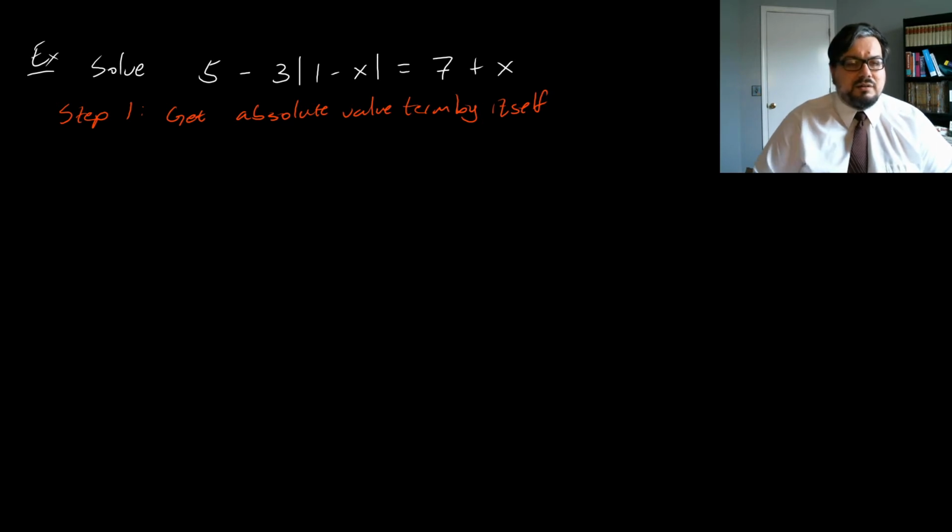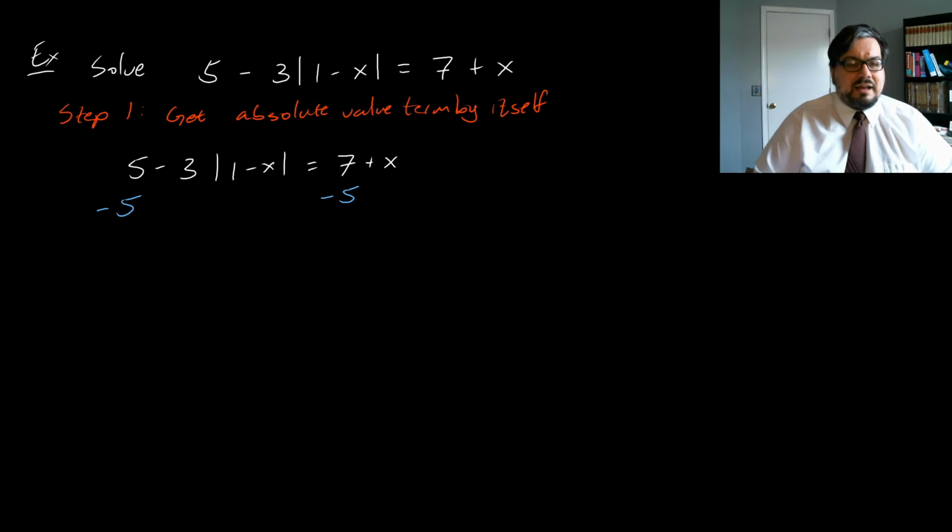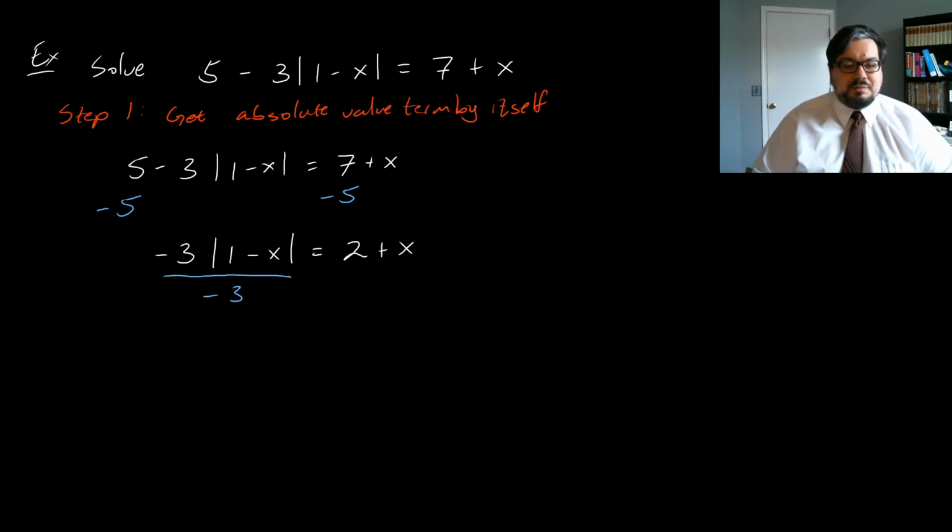Using our normal algebra strategies of adding, subtracting, multiplying, and dividing both sides of the equation by whatever we need. So we want to get the absolute value term by itself. Let's start with subtracting 5 from both sides. If we do that, then we're left with negative 3 times the absolute value of 1 minus x, and that's going to give us 2 plus x. We'll divide both sides by negative 3 and get that the absolute value of 1 minus x is equal to 2 plus x over negative 3.